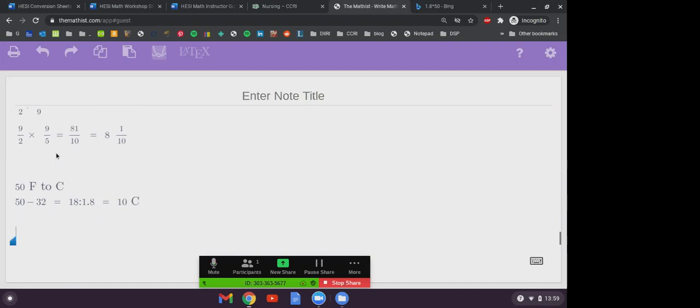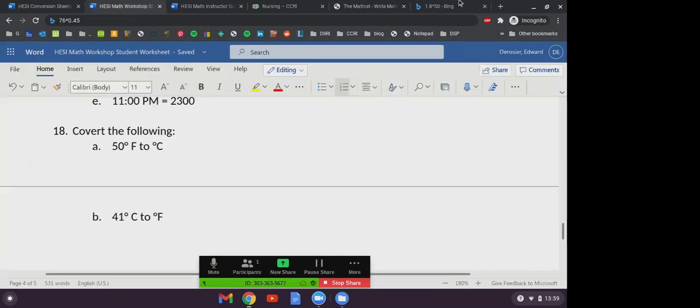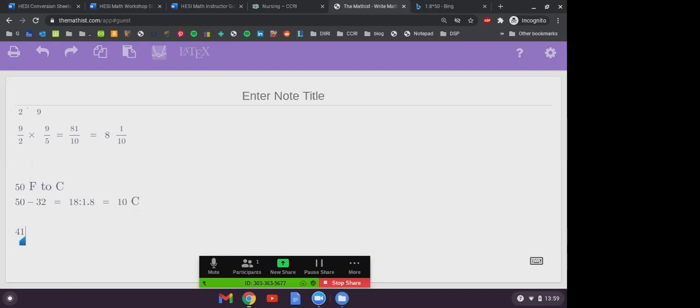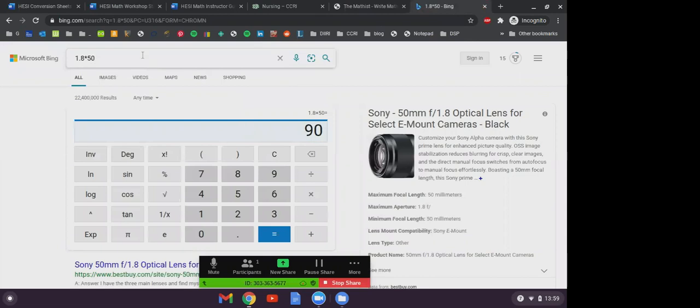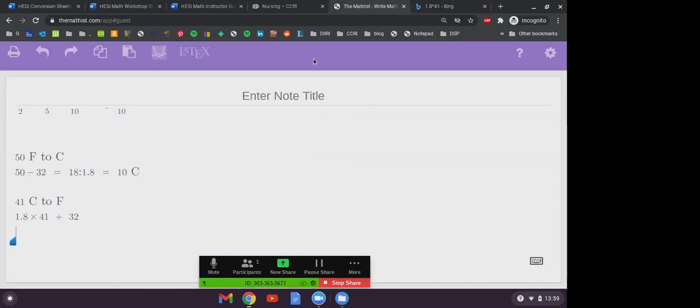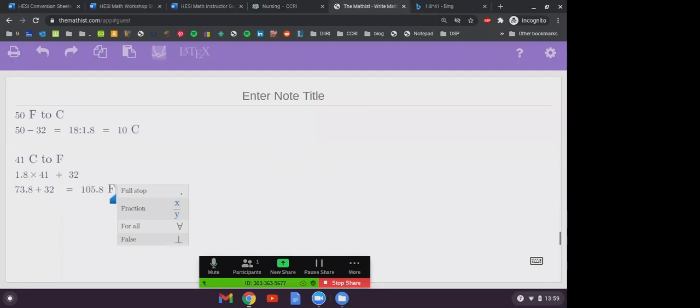And then the other one, to go the other way, we have 41 Celsius to Fahrenheit. We're going to multiply 1.8 times 41 and then add 32. Okay, so 1.8 times 41 is 73.8 plus 32 is 105.8. Okay, Celsius. Sorry, Fahrenheit.